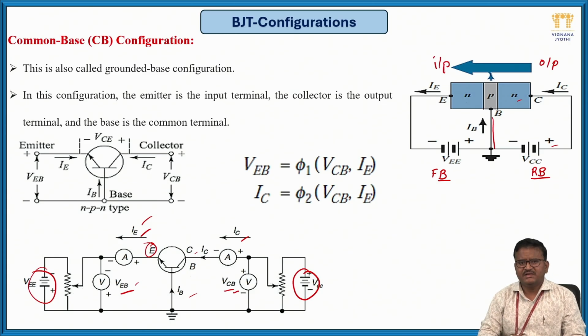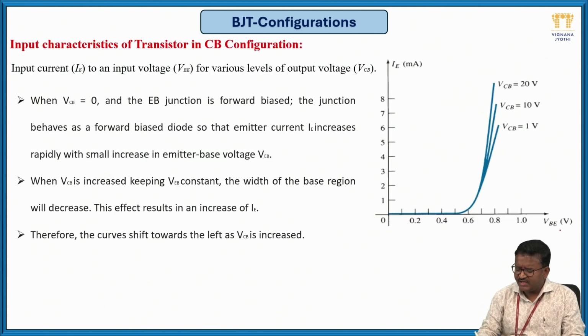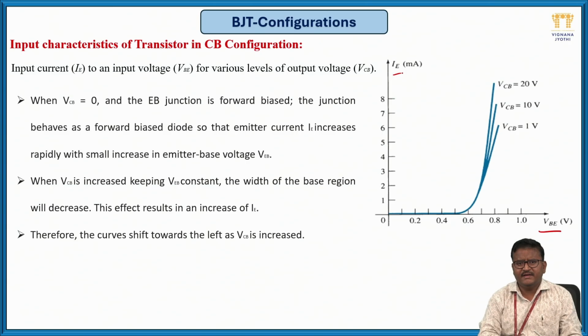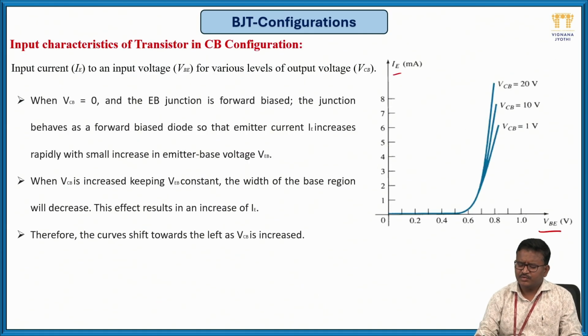Based upon this, we should discuss its operation. That operation is done with the help of input characteristics as well as output characteristics. As I told you, the input characteristics are a plot between input voltage VBE or VEB and input current IE, with the output voltage considered as a reference. These are the common points for every configuration. The output voltage is VCB.